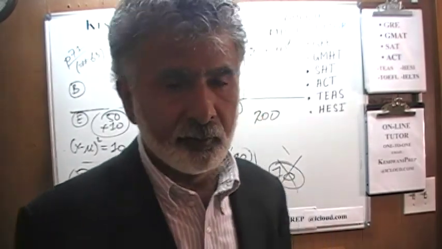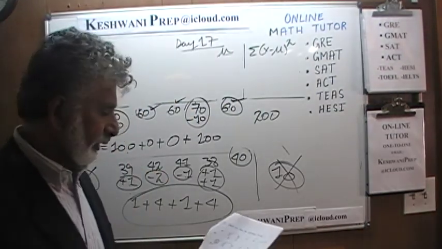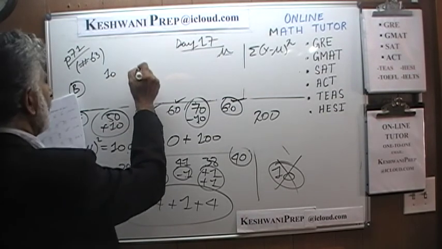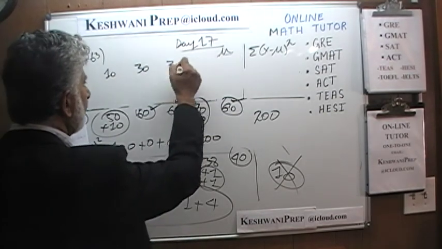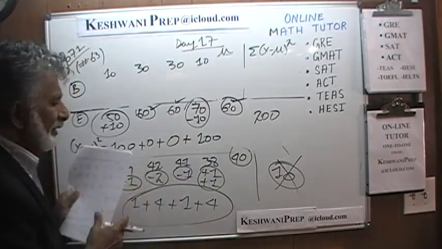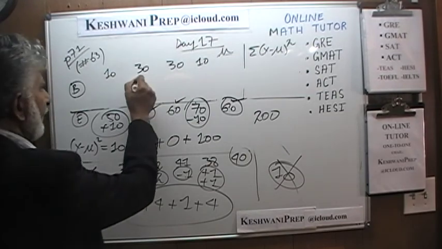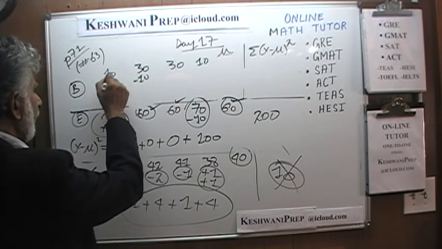They're all different, which means they're all dispersed from the mean. Let's take a look at B. It says 10, 30, 30, and 10. So what's the mean here? It's very straightforward. Just take away 10 from this guy and give it to this guy.